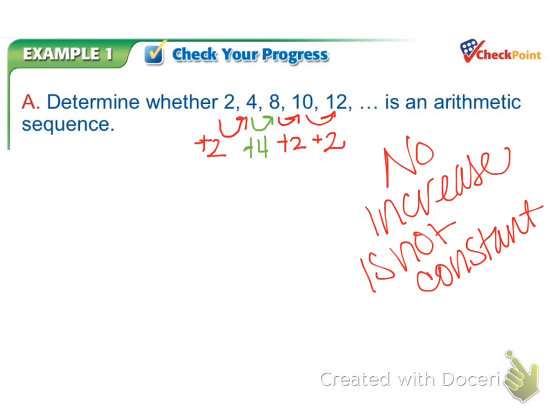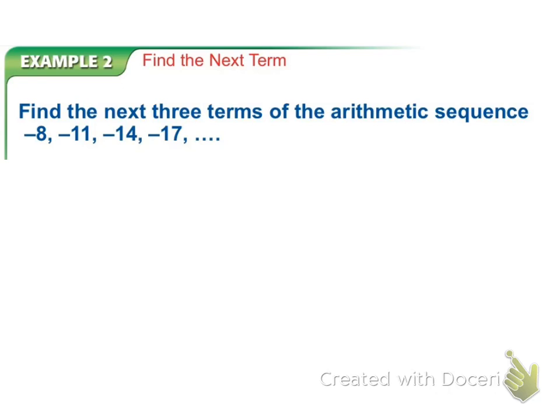Let's move to the next part, where we have to find the next 3 terms in a sequence. I've only got one example of this because you guys have been doing this forever and ever. To find the next 3 terms, first you have to find your pattern. In this instance, we go from negative 8 to negative 11, that is minus 3. Then negative 11 to negative 14 is minus 3. Negative 14 to negative 17, that's again minus 3.